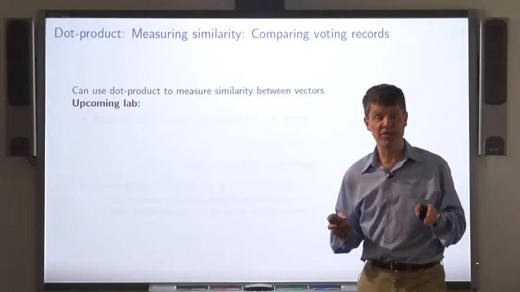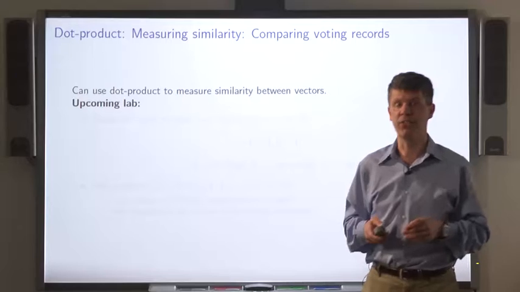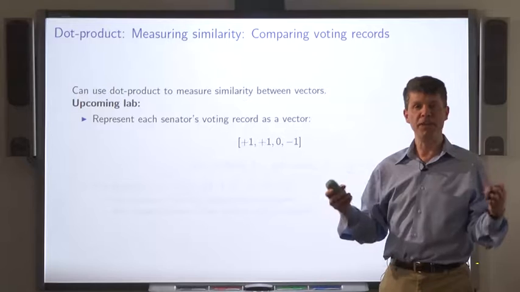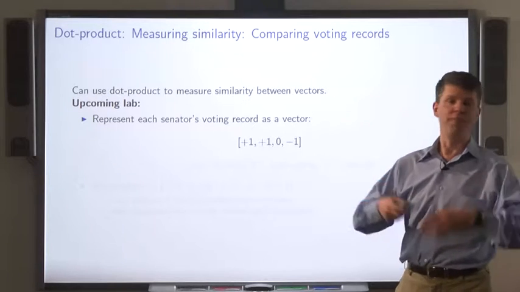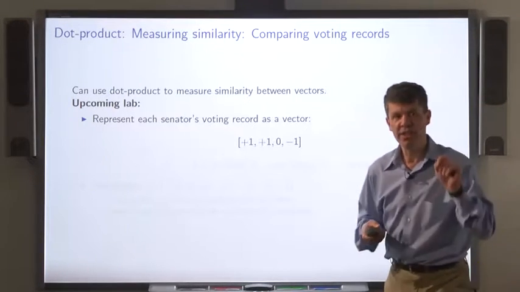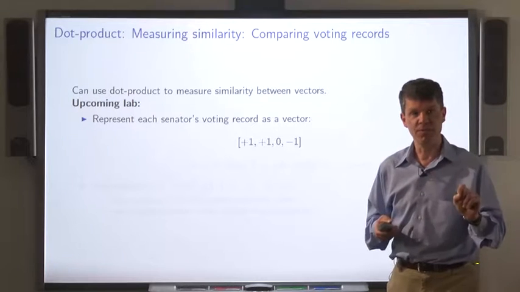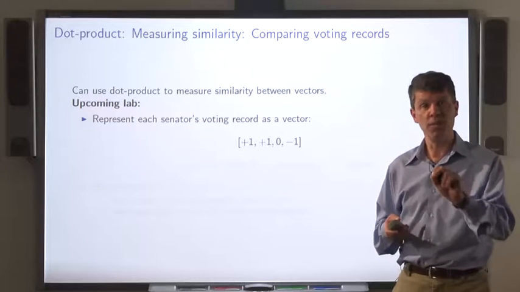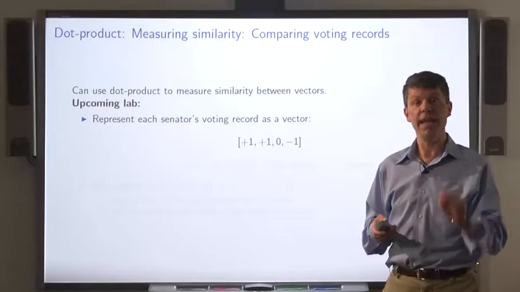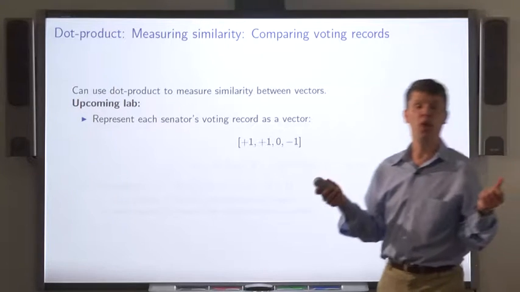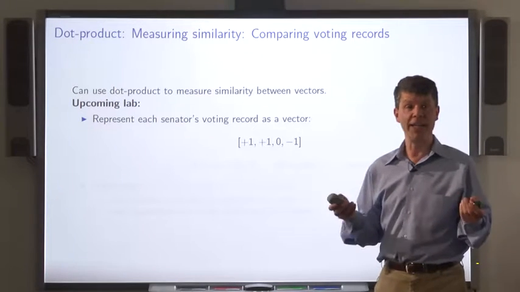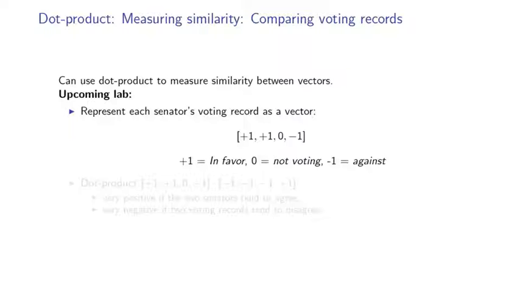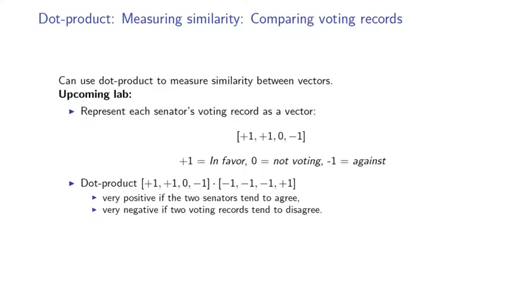Here's another use of dot product to measure the similarity of vectors. Let's say we look at a period of time in which senators are voting on many, many bills. You could represent each senator's voting record as a vector, where for each bill there's an entry plus one, minus one, or 0, depending on how the senator voted. Say +1 if the senator voted in favor of a bill, -1 if the senator voted against the bill, and 0 if the senator abstained. So we have a vector representing how the senator voted on many bills.